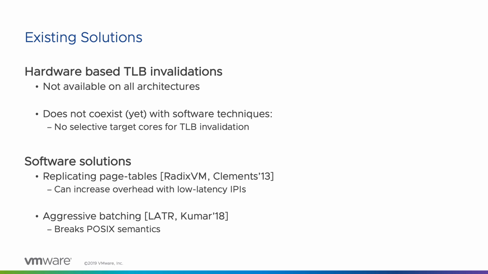Several software solutions were proposed as well. The notable ones are page table replication, which was introduced in RadixVM. This solution requires extensive operating system changes and is not likely to work well when IPI latency is not very high. Another solution is aggressive batching, as proposed by LATR. This solution breaks POSIX semantics and might affect security and robustness.